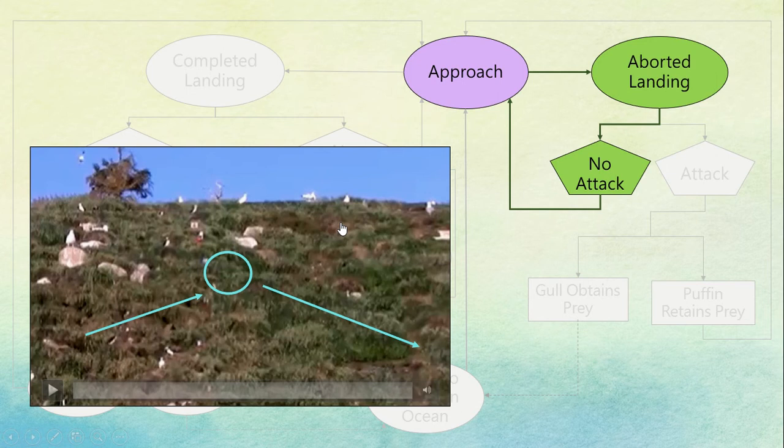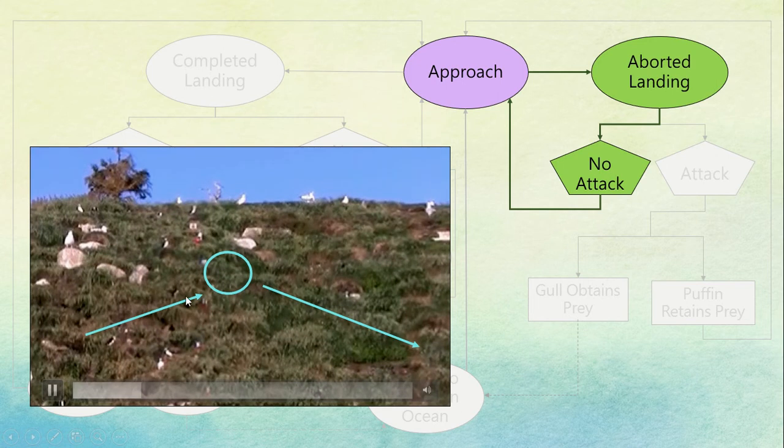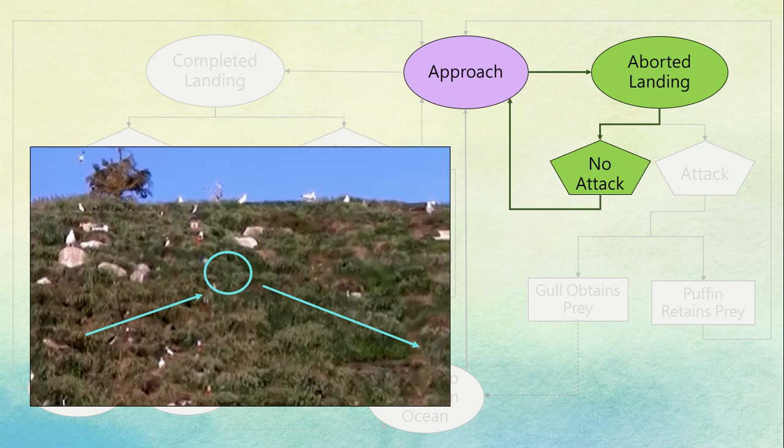So for a second example, here's an aborted landing. You see this puffin flying in here. Aborted landings happen when a puffin approaches the slope but ends up slowing down and turning away distinctly. In this case, this puffin was not attacked by this herring gull here. And so the puffin is simply able to approach the slope again, and it's much quicker than having to complete the landing, either losing their fish or having to take off and approach again.